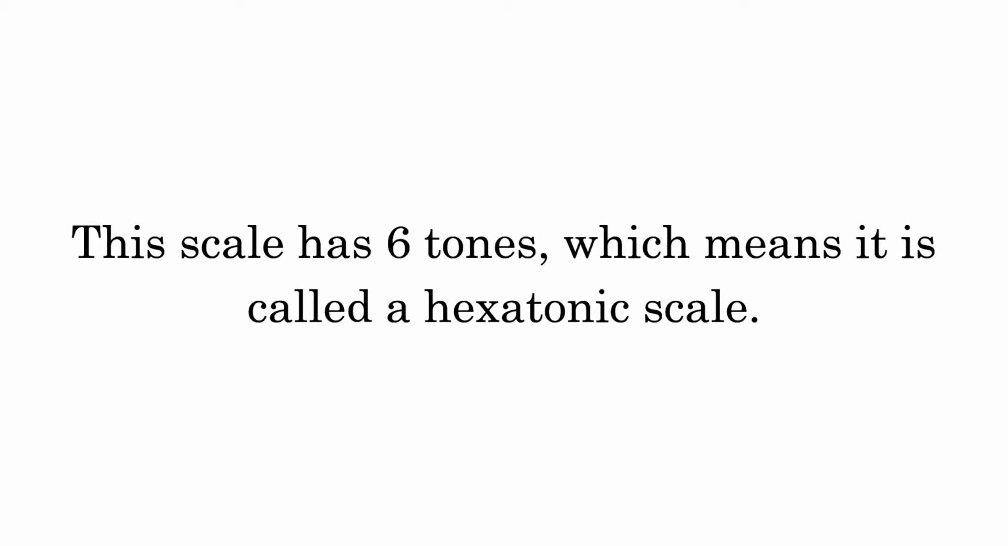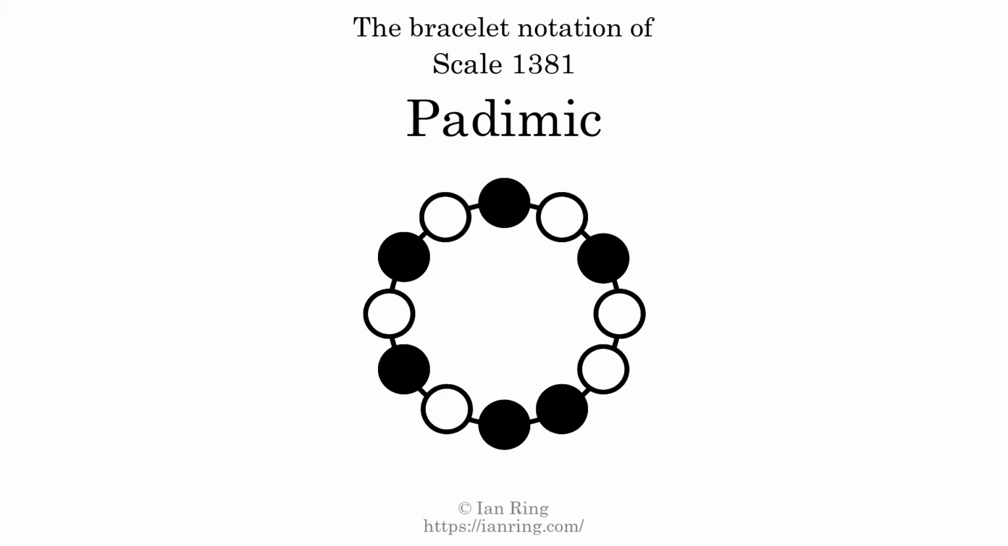This scale has 6 tones, which means it is called a hexatonic scale. This is a bracelet notation diagram of scale 1381. The shaded circles represent tones that appear in the scale, and they are read clockwise, starting at the top.